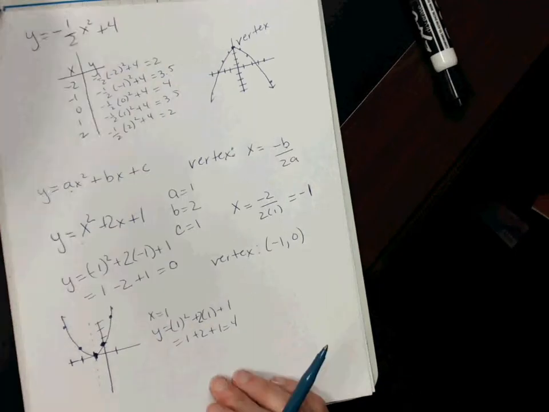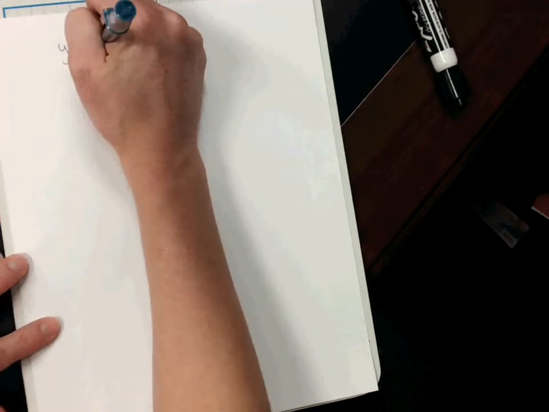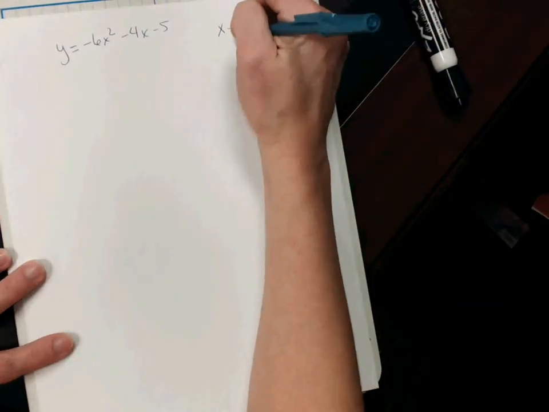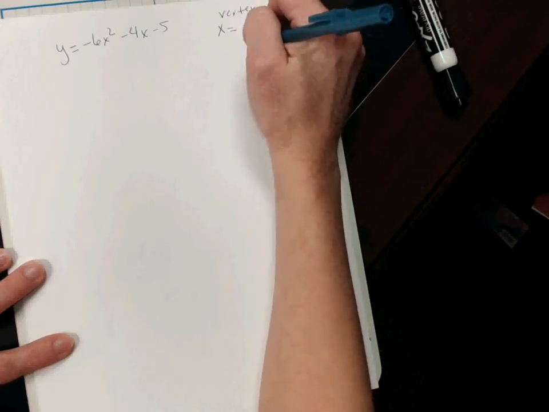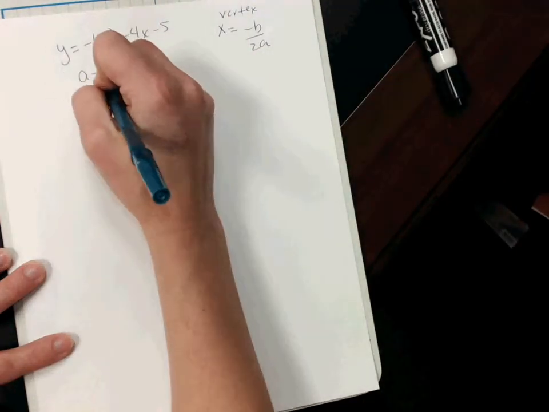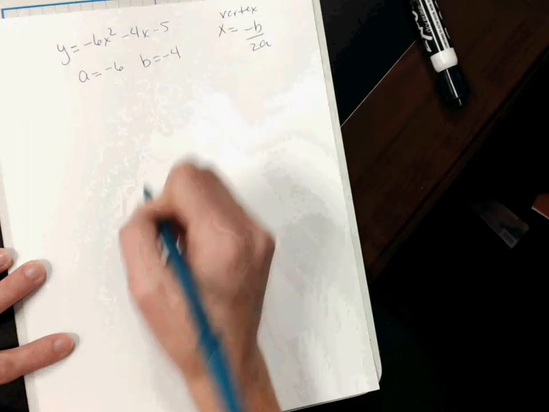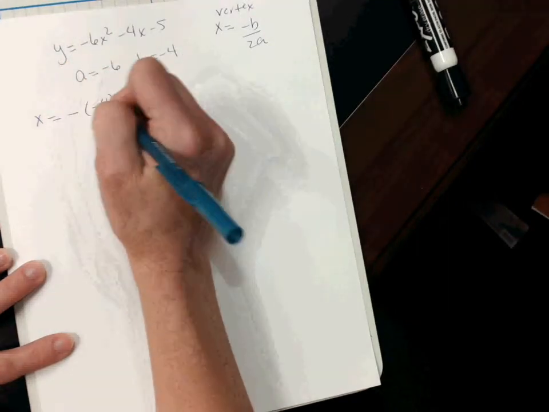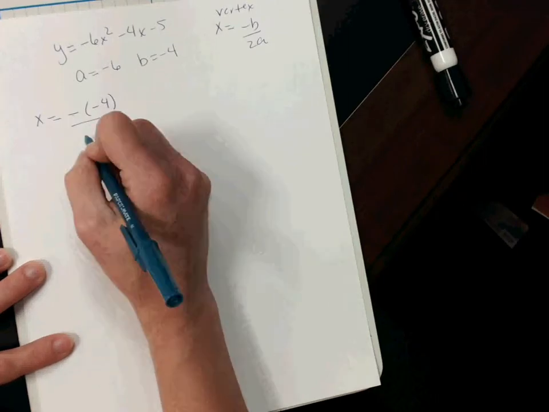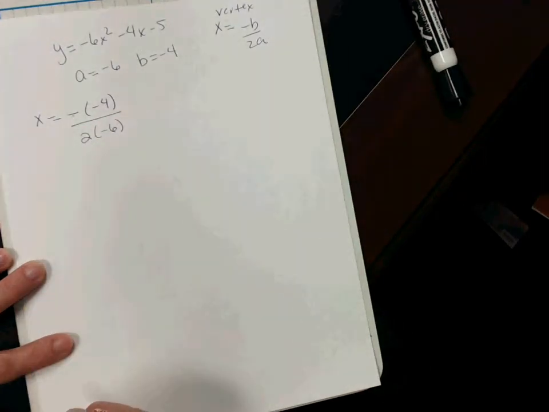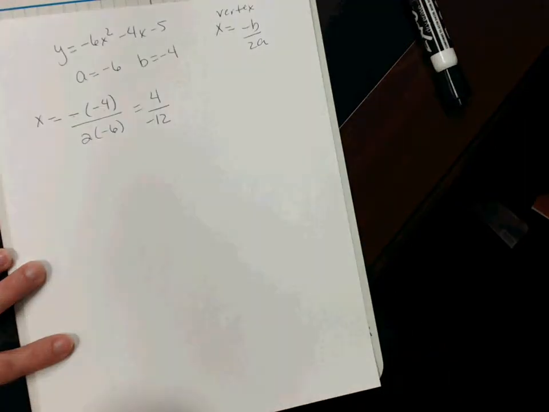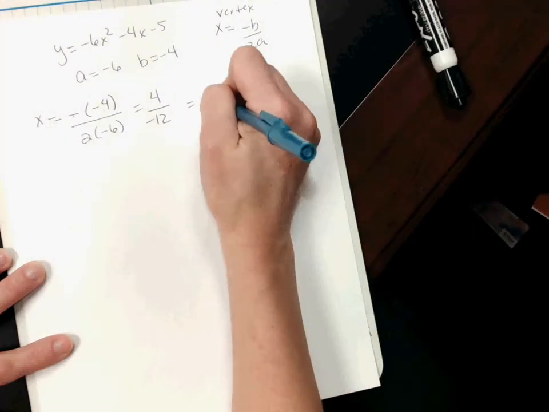Okay? So let's look at another example of that one. Say we have y equals negative 6x squared minus 4x minus 5. We said that my vertex is x equals negative b over 2a. In this case, my a is negative 6. My b is negative 4. So when I plug those in, I've got x is equal to the negative of b, which is the negative of negative 4, over 2 times a, which is negative 6. So negative 4 times a negative 1 is a positive 4, and that gives me negative 12 on the bottom. So I've got 4 over negative 12, which is negative 1/3.